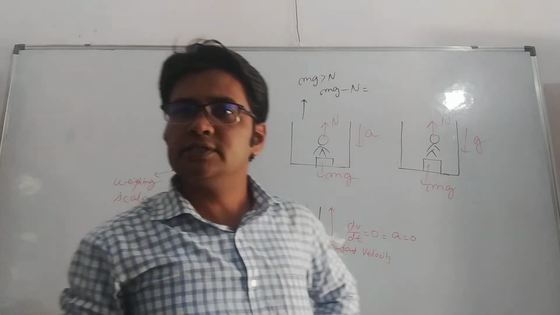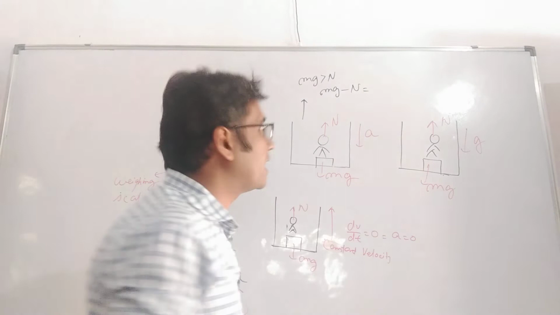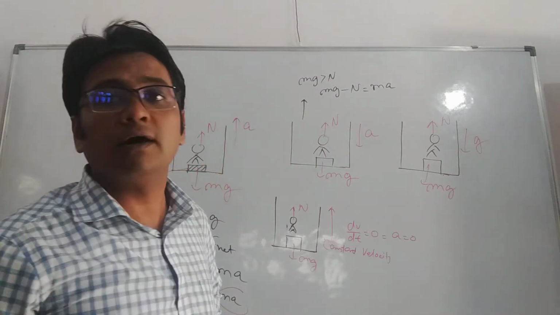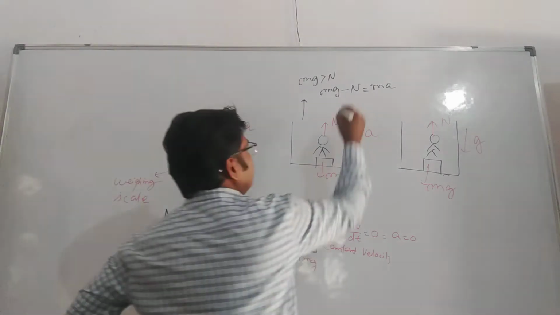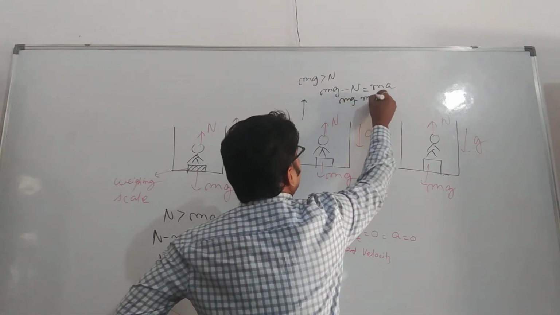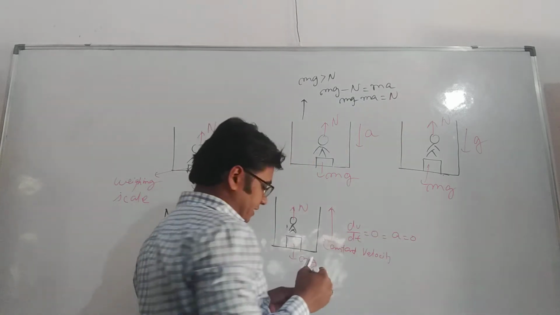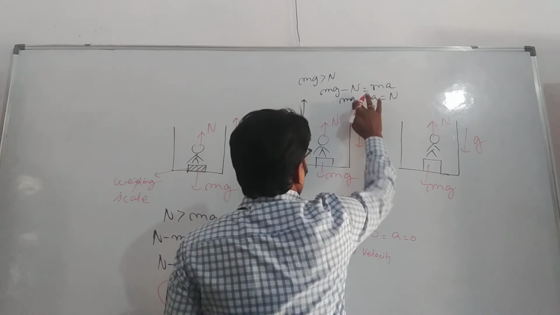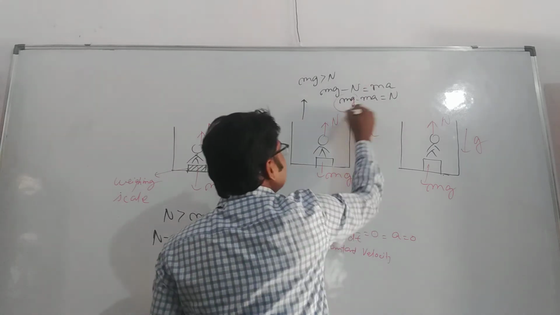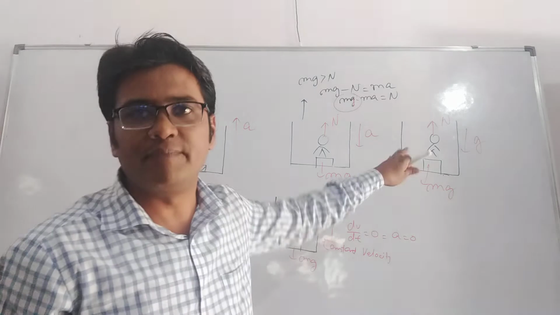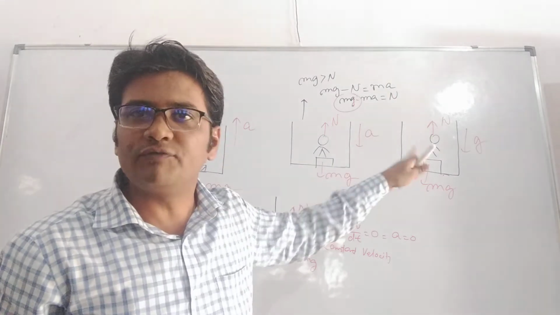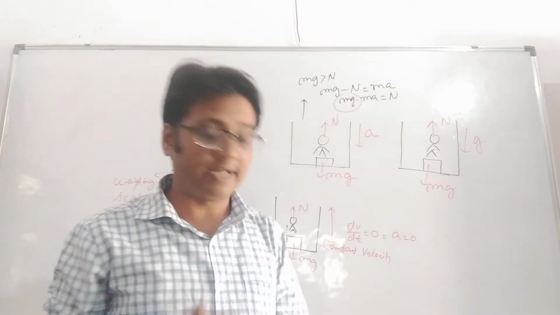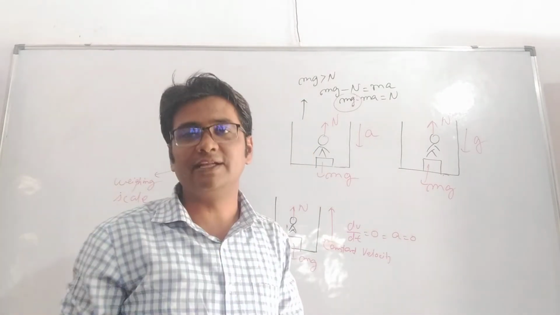Okay, sir, but what is the net force acting on it? That is your ma. Okay, so now if you have to find out the value of the normal reaction, that will be your mg minus ma, that will be N. So we see in this equation that mg has got decreased by a factor ma, and hence the value of the normal reaction N has got decreased, and hence the weight shown on the weighing scale will get decreased.